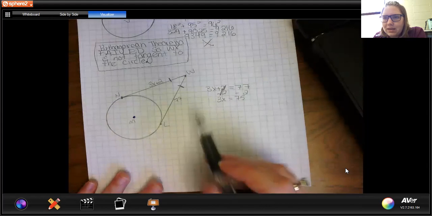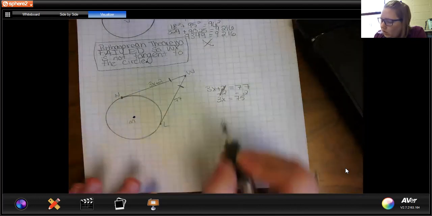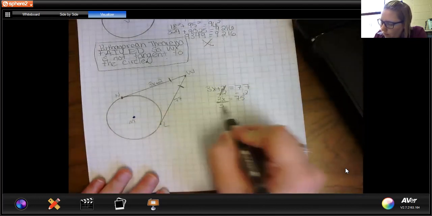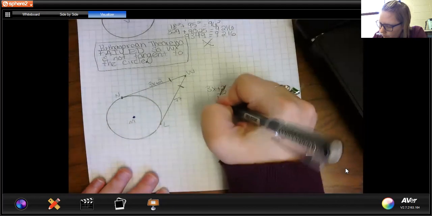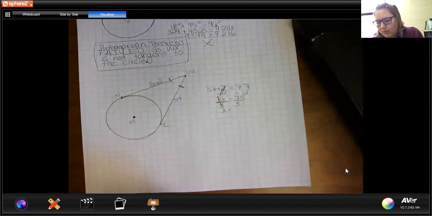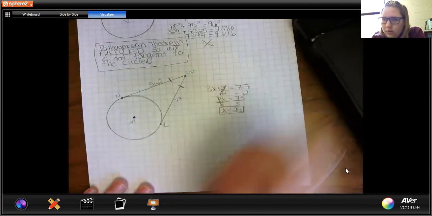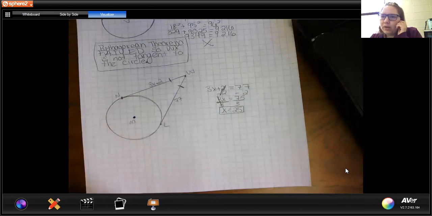Okay, now I just want x. I don't want the 3 times x. So to get rid of the 3 multiplied by x, I'm going to do the opposite of multiplication. The opposite of multiplication is division. So I will divide both sides by 3. Okay, and 75 divided by 3 is 25. So x is 25.